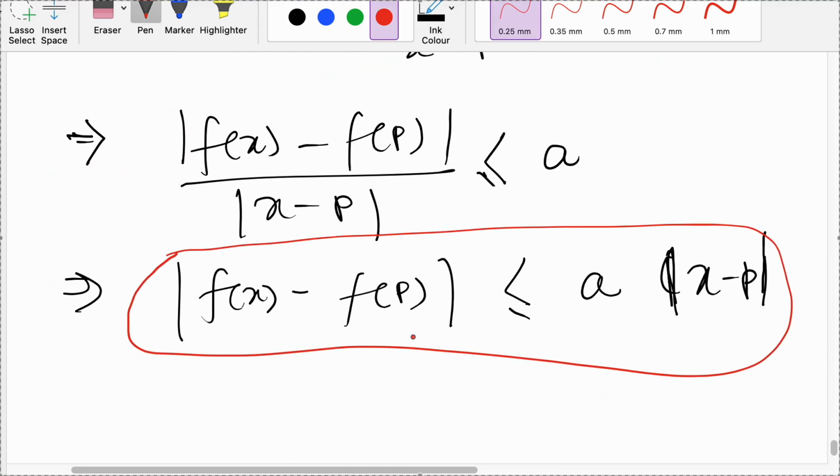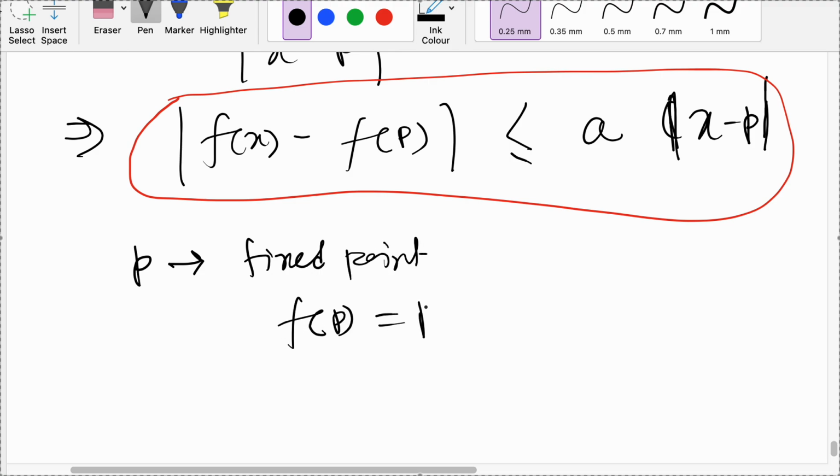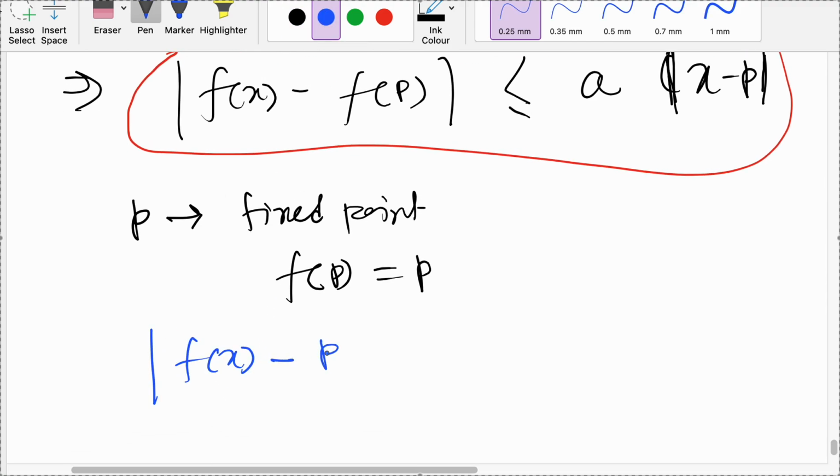That is not very difficult, so let us see that. Suppose p is the fixed point. If p is the fixed point, then we know that f(p) equals p. That means |f(x) - p| should be less than or equal to a|x - p|.